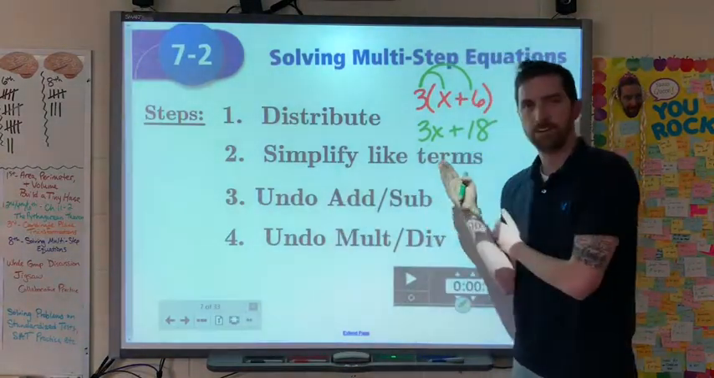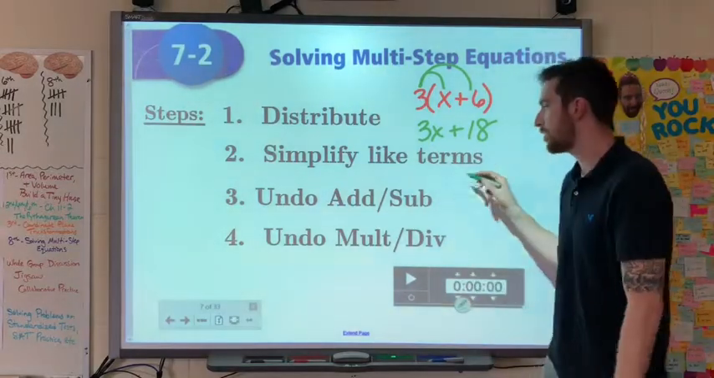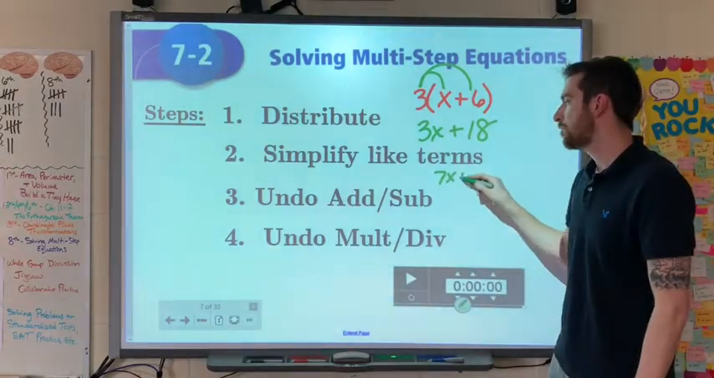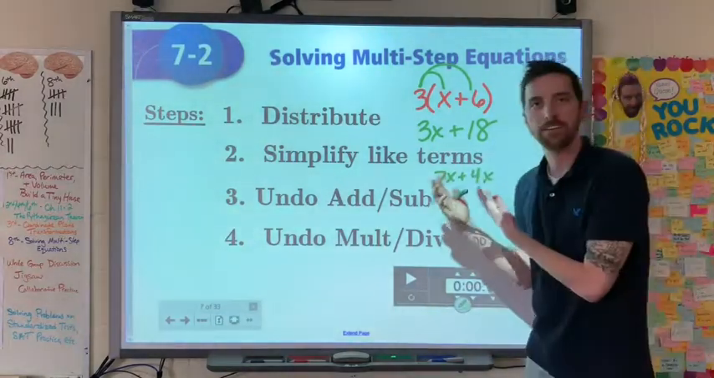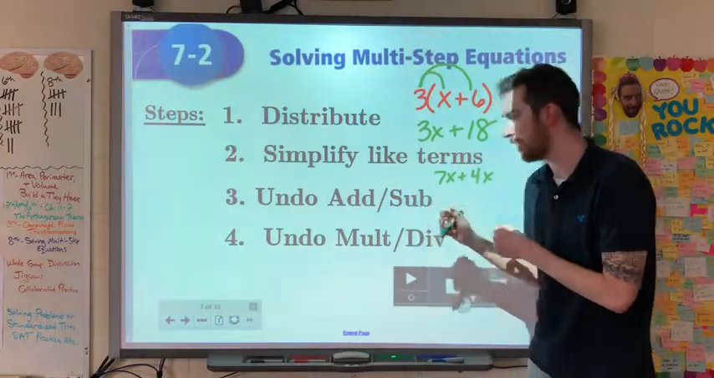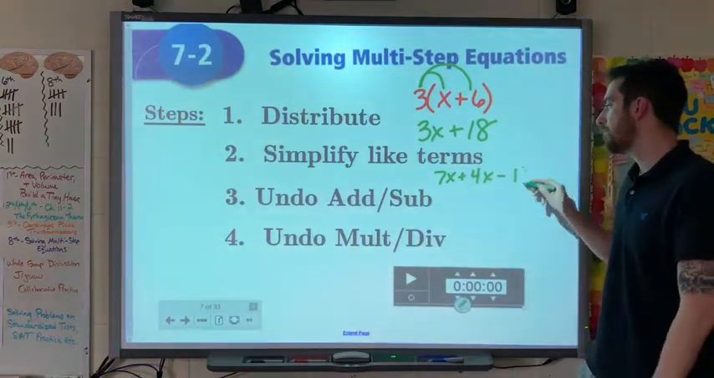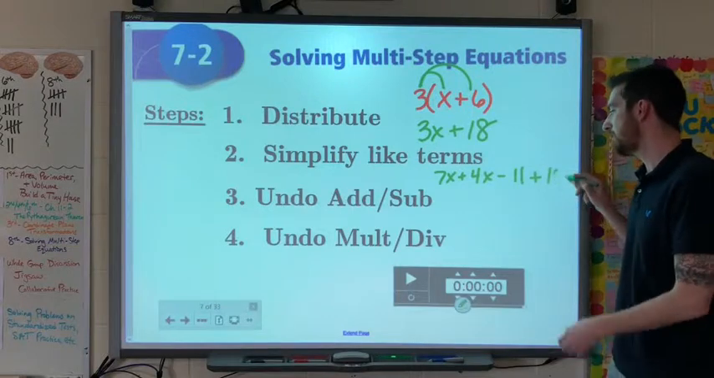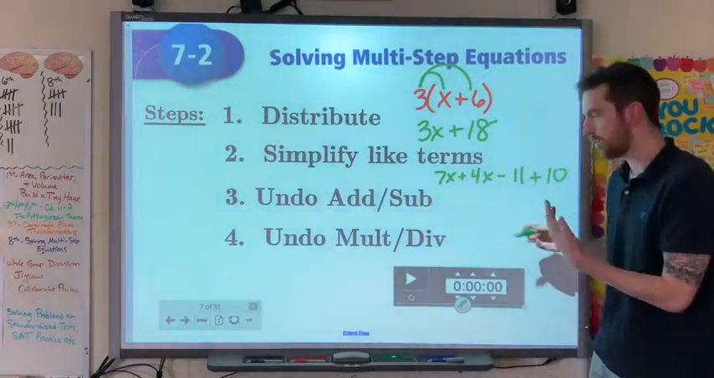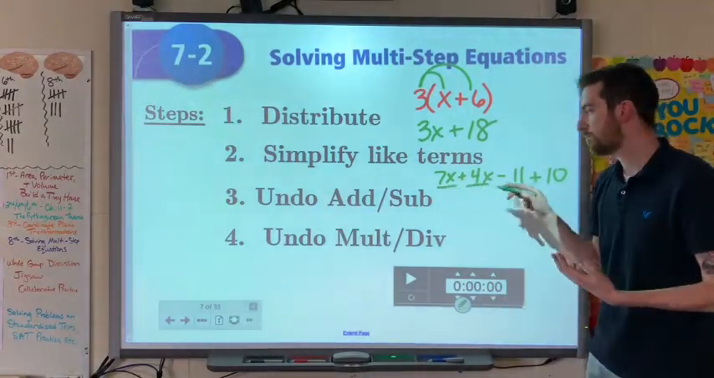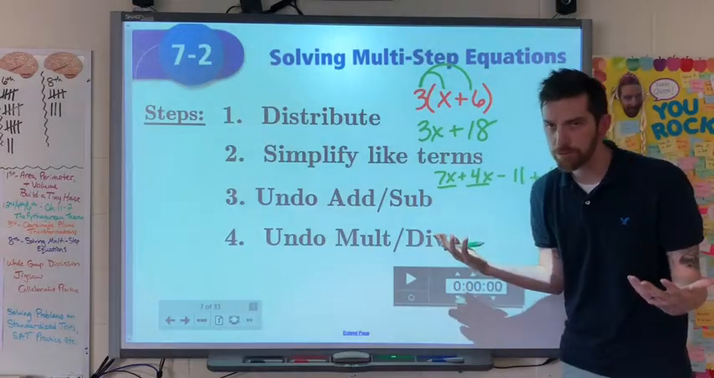Then you're gonna simplify your like terms. So like terms are like 7x plus 4x. They're both x's, so you can combine those together. Or if you had negative 11 and plus 10. These are both just regular numbers. So 7x plus 4x, 7 plus 4 is 11.